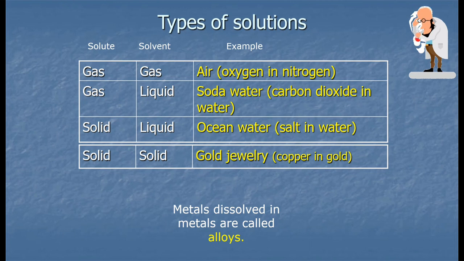Now when you mix them, when you melt them, they become a solution. Okay, so which are the two things we are using here? We are using solid as a solute and solid as a solvent together to give you a solution. So this is another type of solution, that is solid in solid. So metals dissolved in metals are called alloys. So remember that as well.